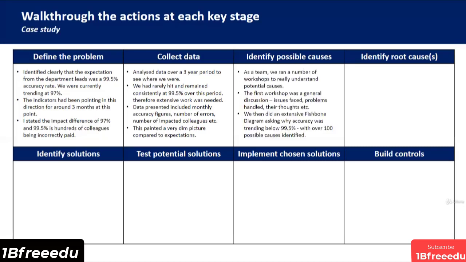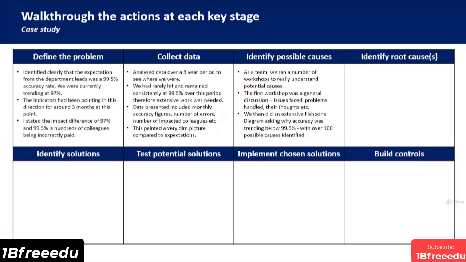So as a team, we ran a number of workshops to really understand potential causes. It wasn't just one workshop. We had to run, I think, 4 or 5 workshops to really understand the causes here because we understood it as a wider issue. It wasn't just what is happening now, but what has been happening last year, the year before. What is this consistent issue around not hitting 99.5%?